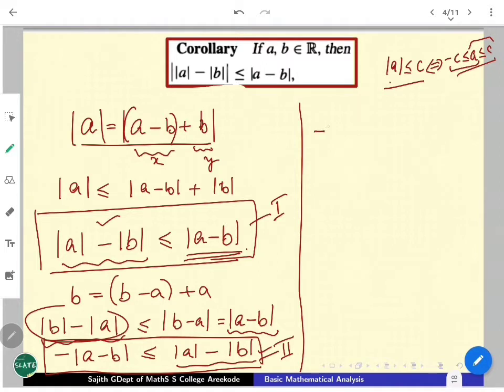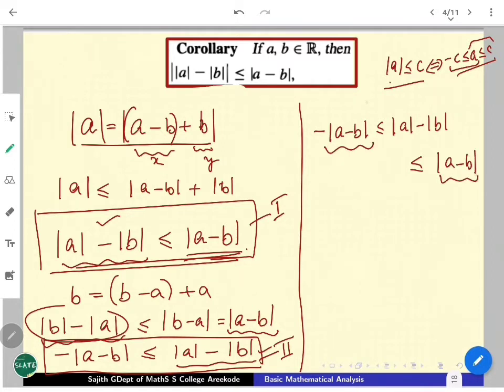That is, I'm going to get minus mod a minus b is less than or equal to mod a minus mod b. That is from the second part, which is going to be less than or equal to, I use the first part, mod a minus b. This is what I'm trying to say. So this is some c: minus c less than or equal to some quantity here, which is less than or equal to plus c.